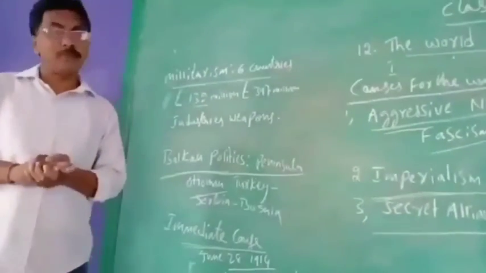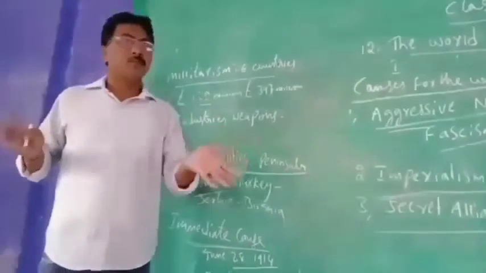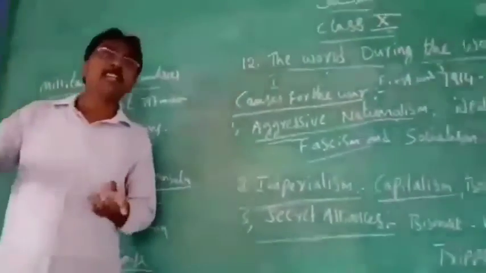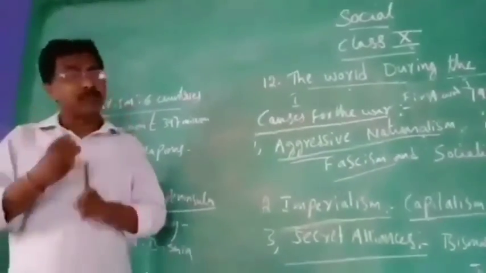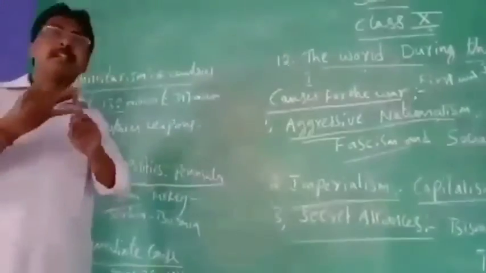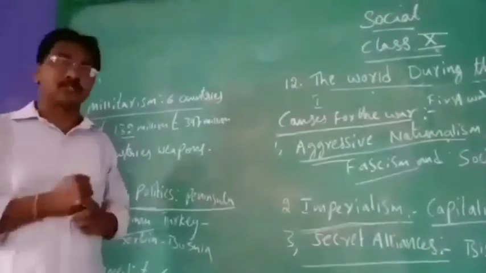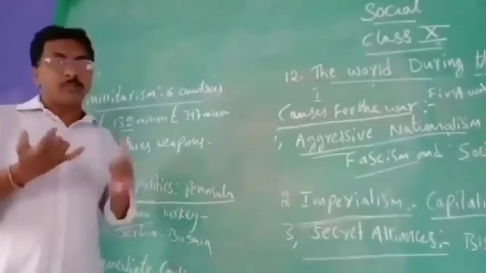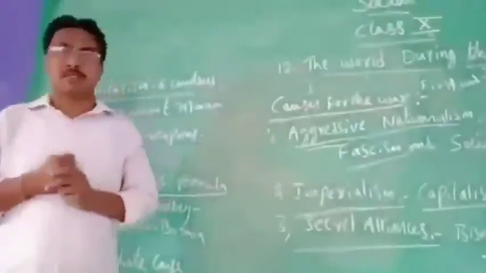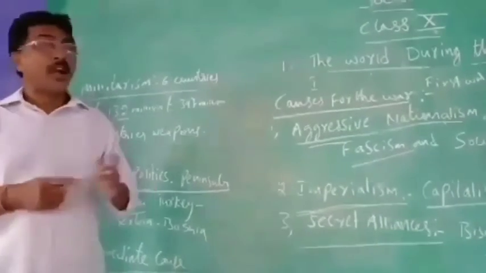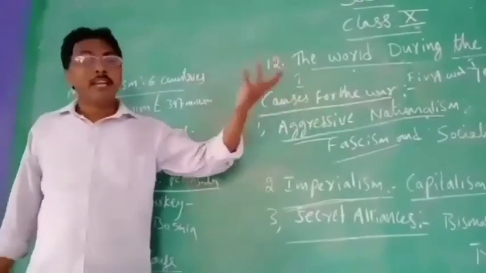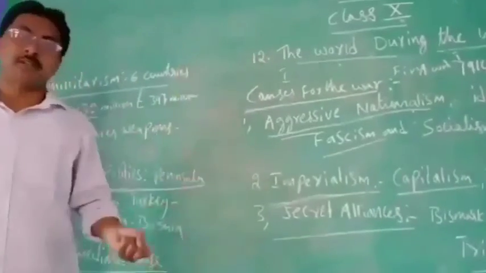In this, the Austrian king was killed. So for Austria, Germany, Italy, and Hungary supported Austria. And on the other side, for the Serbian people, England, France, and Russia supported them. So like that they supported.